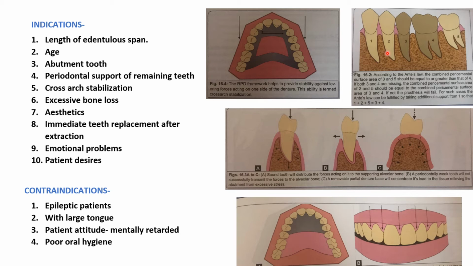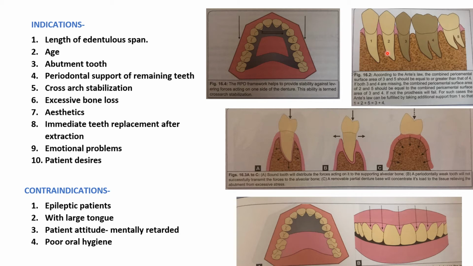Then what are the contraindications? The first is the epileptic patient. In an epileptic patient, there are chances of swallowing the denture when they are getting epileptic attacks. So it is not indicated in epileptic patients. Then patients with a large tongue, because they tend to push the denture away. Patients who have a larger tongue push the denture away.